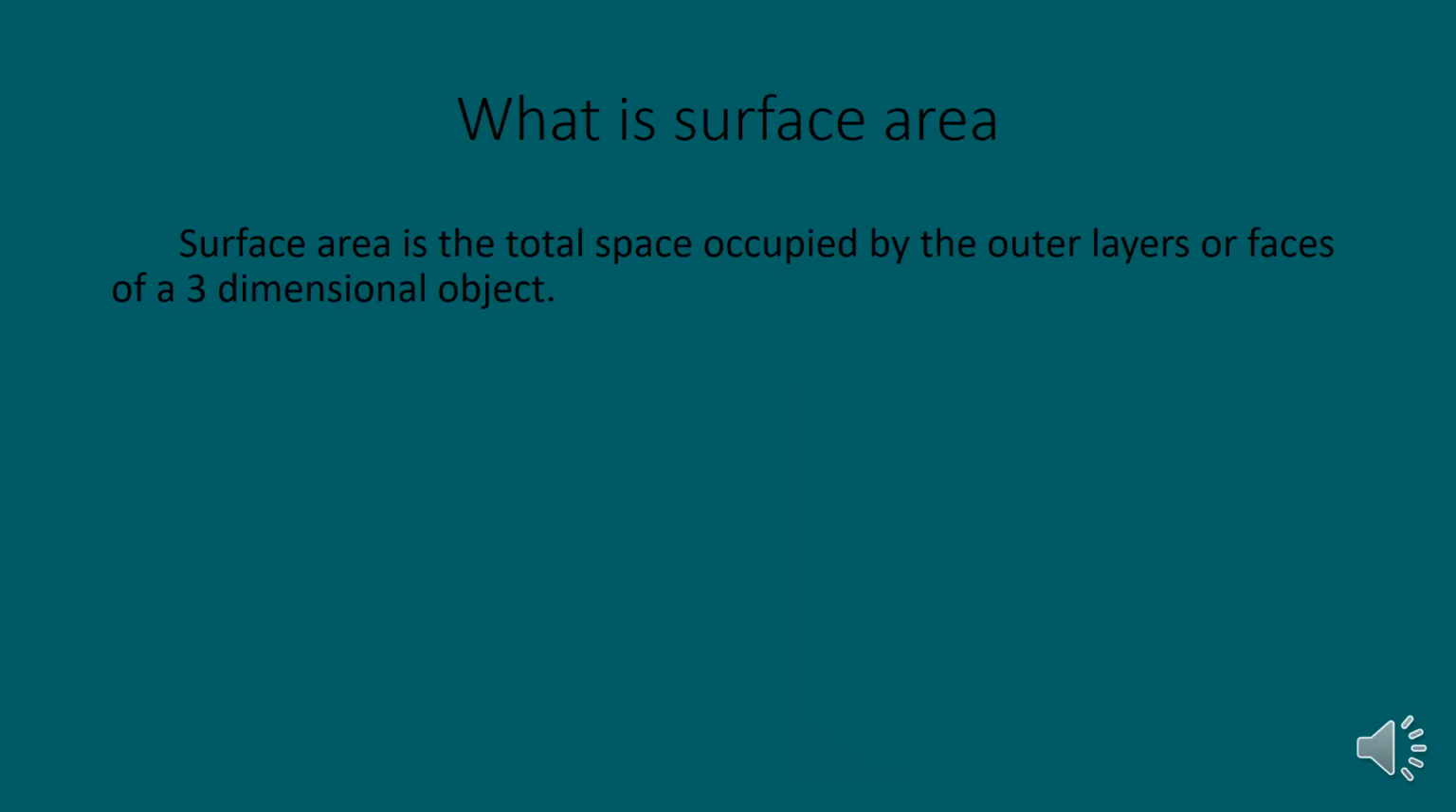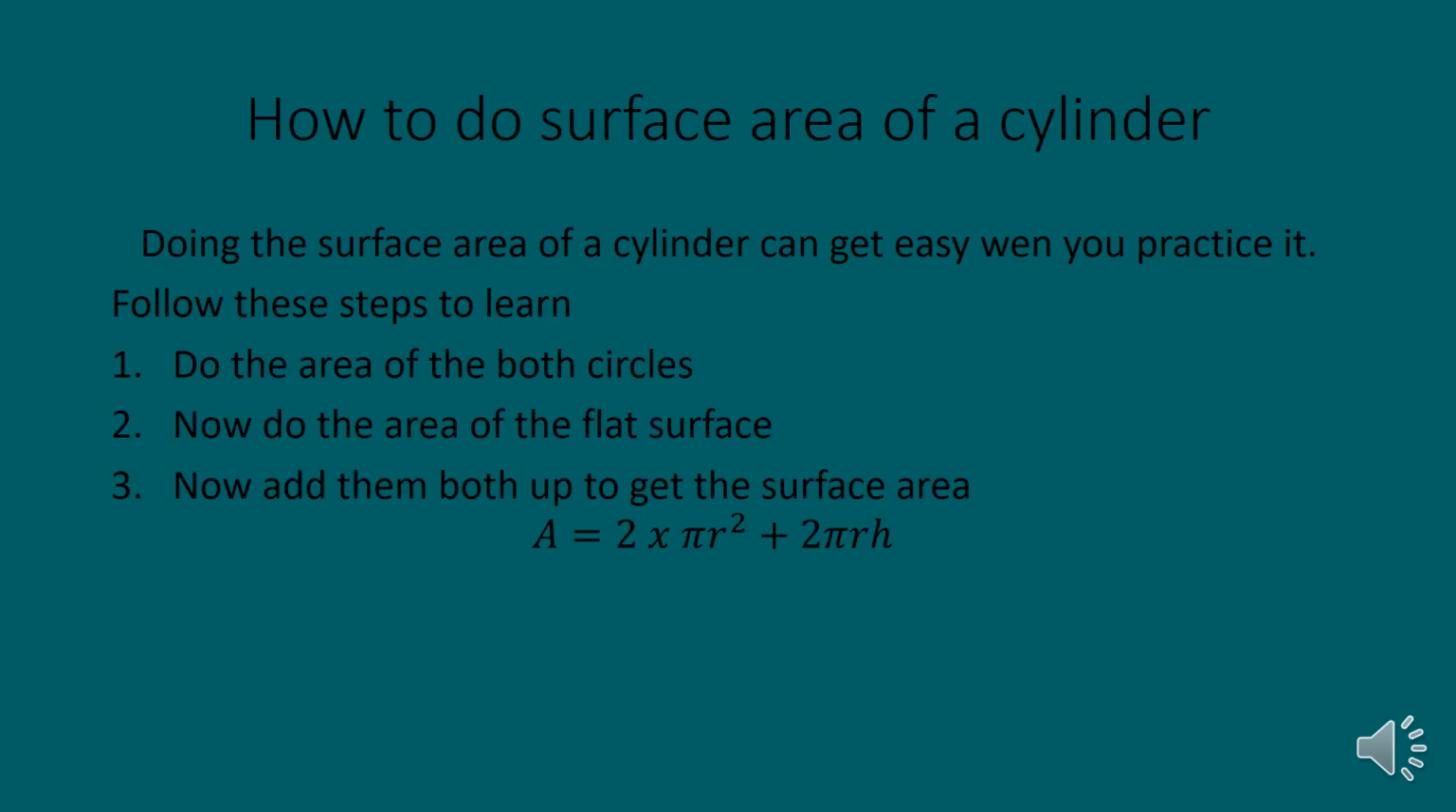What is surface area? Surface area is the total space occupied by outer layers or faces of a three-dimensional object. What that means in simpler terms is the area of every face. So if every face is a 2D object, you do the area of all those, then you add it all together. Okay, guys? Well then, how do we do the surface area of a cylinder?